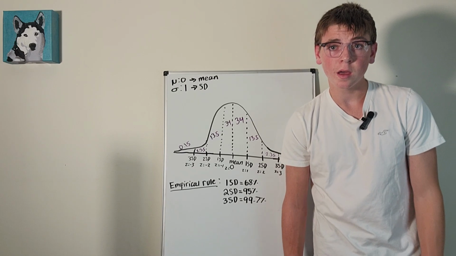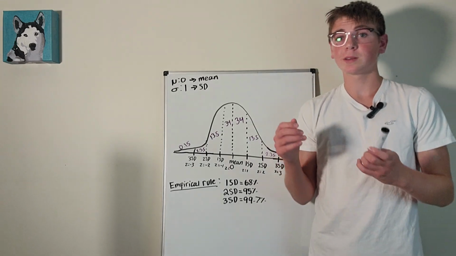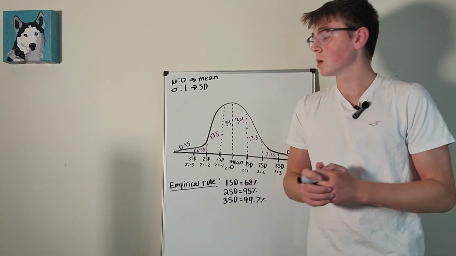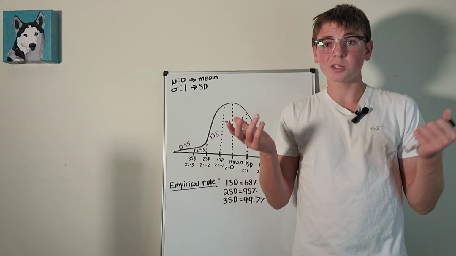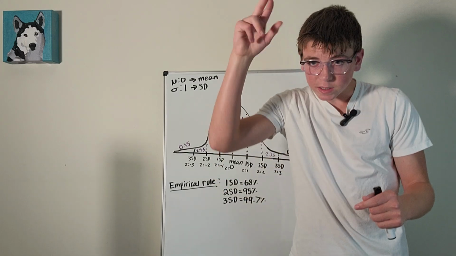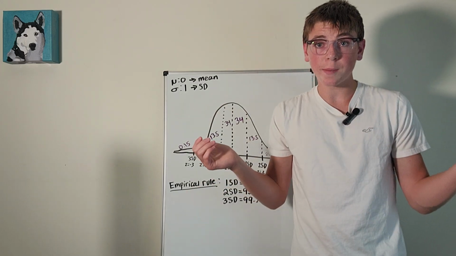I am Xavier Smith, and today I'm going to talk about standard distributions. So let's start with what is a standard distribution? Well, it basically just means a bell curve. So the data falls into a bell curve, and here are some properties of it.